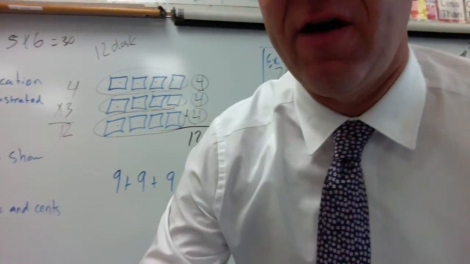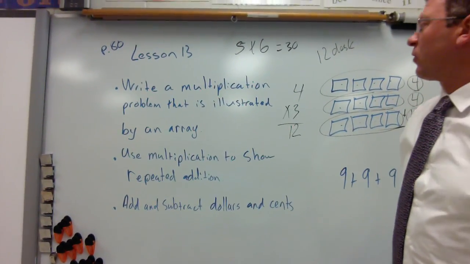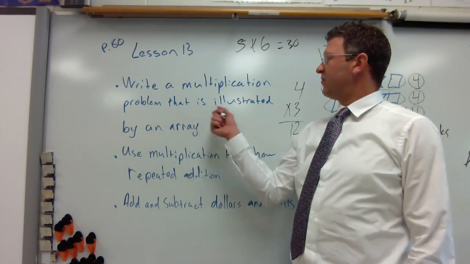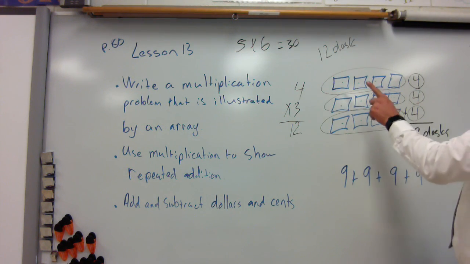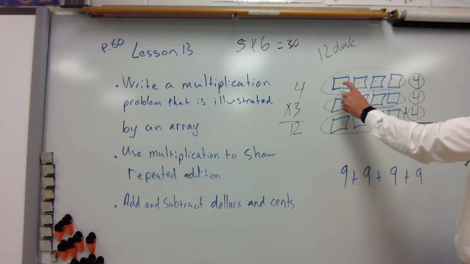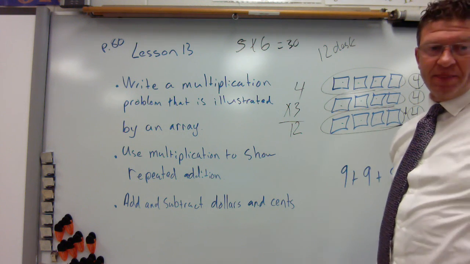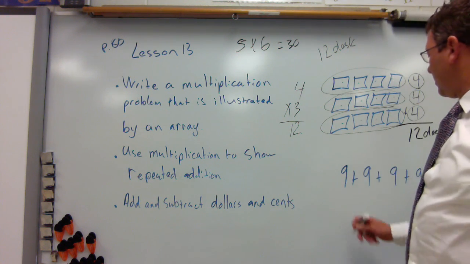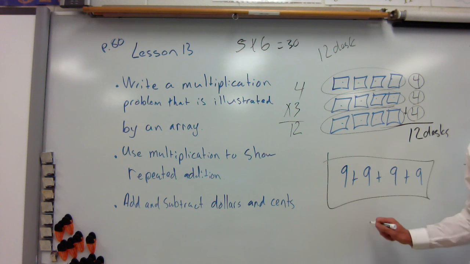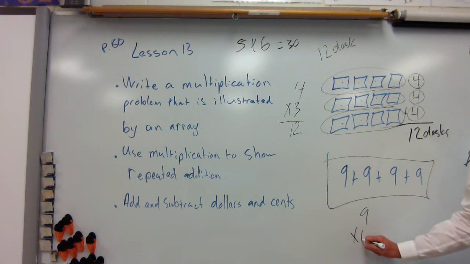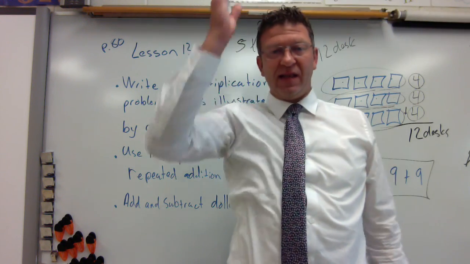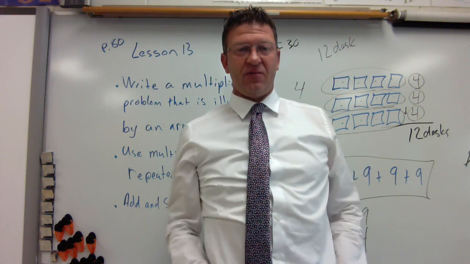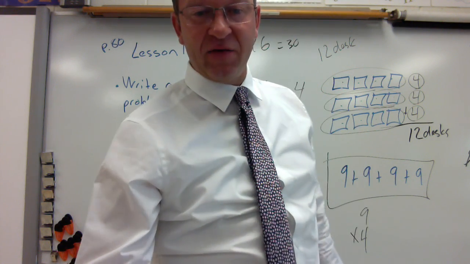All right, guys. Quick review for today of our objectives. First of all, we're going to write a multiplication problem that is illustrated by an array. So if we have this picture, count them up: 1, 2, 3, 4 times 3 groups. And then we're going to take our repeated addition and change it into multiplication. And when adding and subtracting dollars and cents, we always line up the decimal points. All right, guys, work hard.